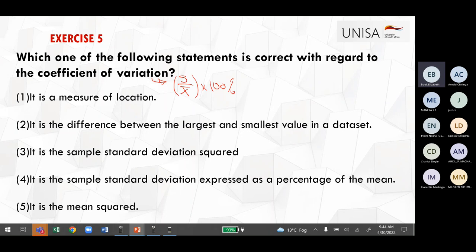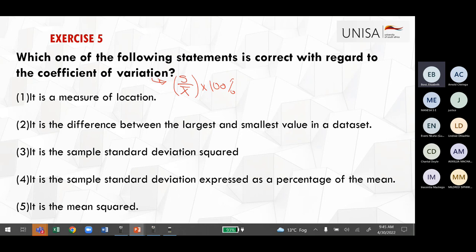Okay, so which one of the following statements is correct with regards to the coefficient of variation? You tell me whether it's 1, 2, 3, 4, or 5. Is it a measure of location? Is it the difference between the largest and the smallest value? Is it the sample standard deviation squared? Is it the sample standard deviation expressed as a percentage of the mean? Or is it the mean squared? One, two, three, and four. Which one is the correct one?